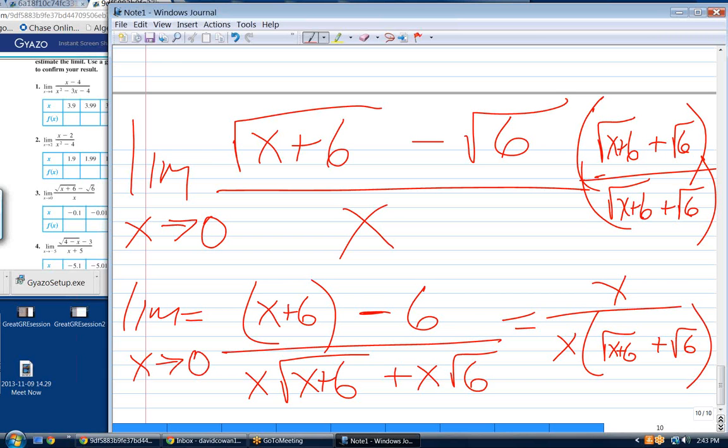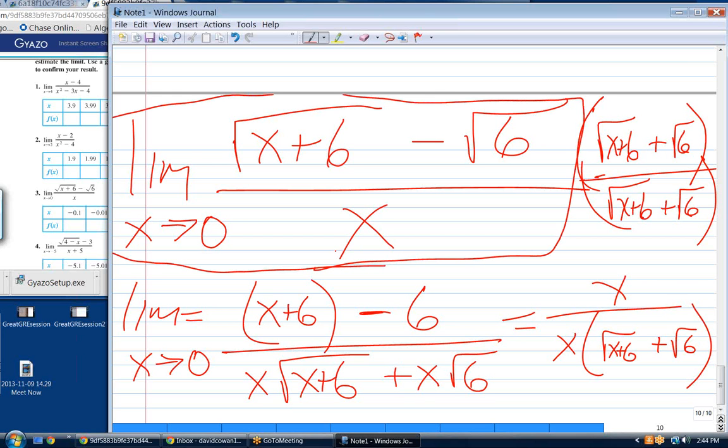In other words, she may want you to solve this by filling in this table to give you an idea of what it is. Because this is a difficult limit problem to solve. I might have to think about this for a bit before I could solve it. Looking at her answer key, she got 1 over 2 root 6 as the actual limit. Oh, of course.